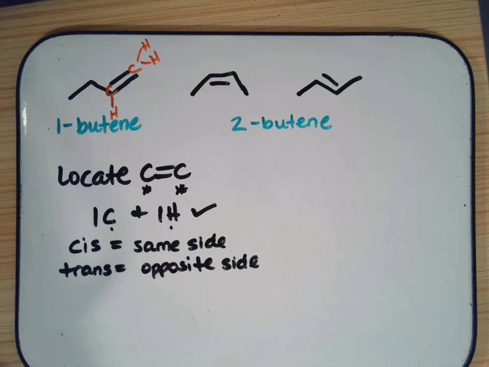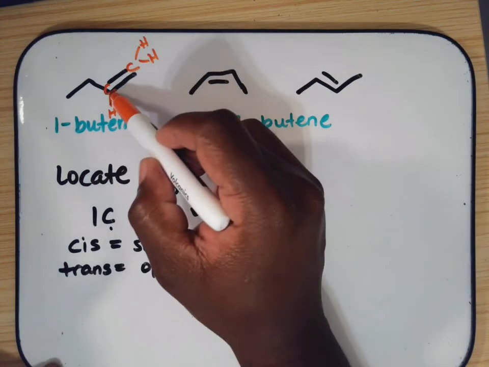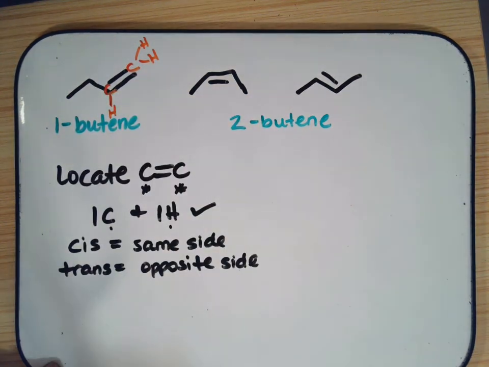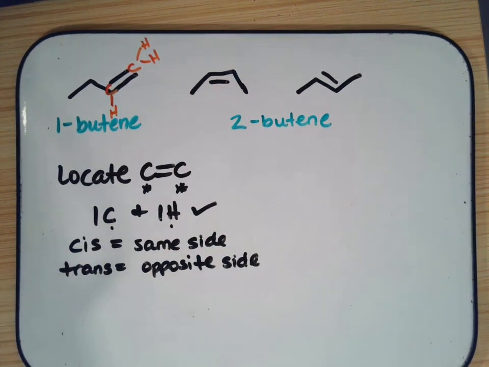And so if we look at that, carbon 1 versus carbon 2. So these are the 2 carbon atoms where my double bond is located, between carbons 1 and 2.